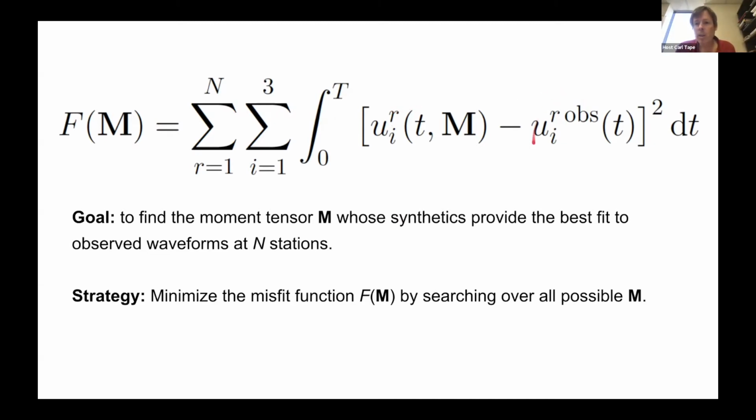And this would be the corresponding observed seismogram. These will depend on the moment tensor chosen. We integrate squared over time, say like an L2 norm, and sum all these up. And so we're seeking to find the M that minimizes this function.